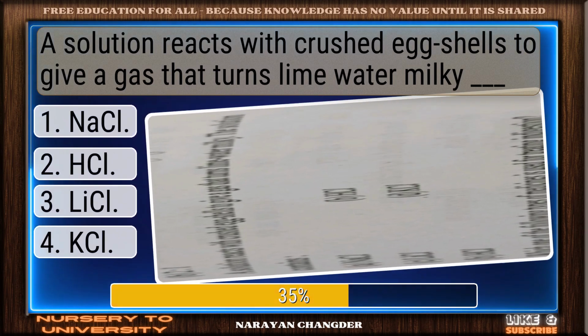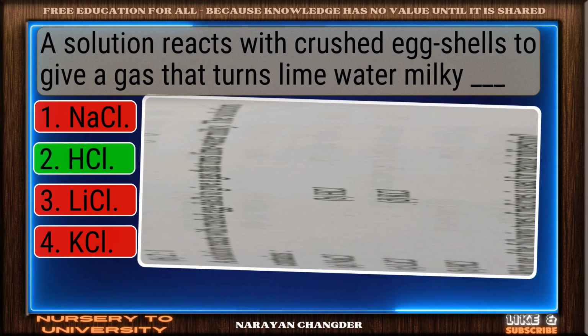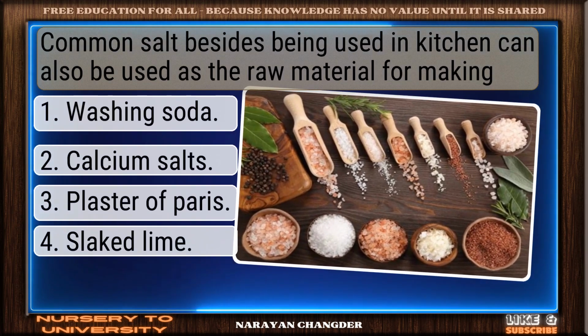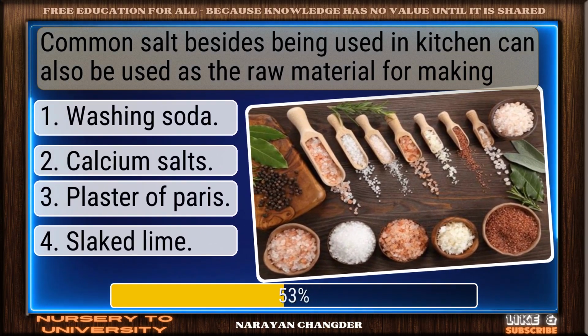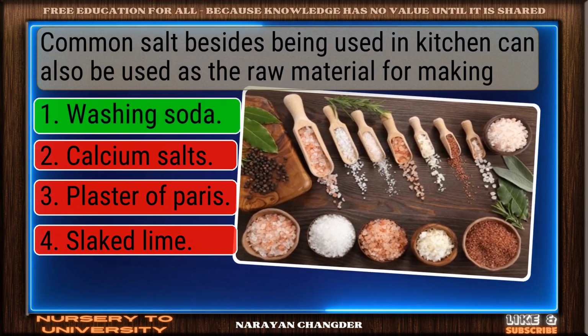A solution reacts with crushed egg shells to give a gas that turns lime water milky: dash. Nice selection. HCl is correct. Common salt, besides being used in the kitchen, can also be used as the raw material for making. Great job. Washing soda is accurate.